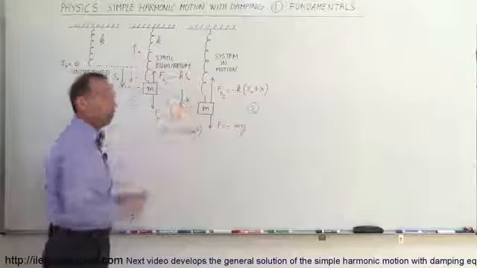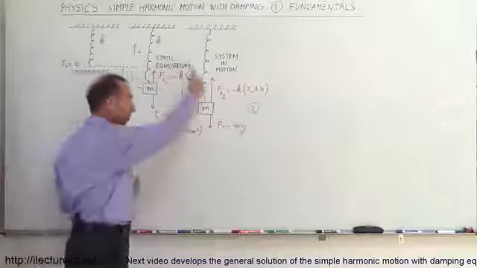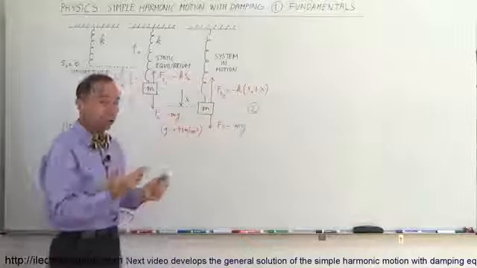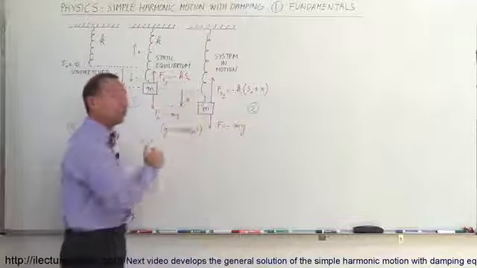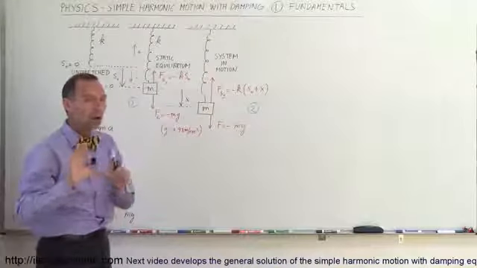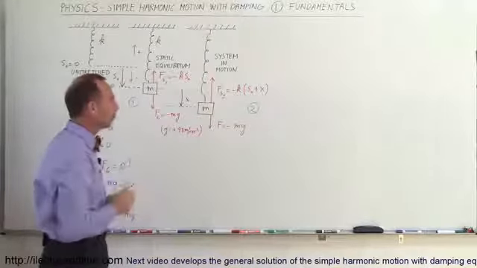And so even though it's below, it could be that the object is in the process of moving downward, it could be that the object is in the process of moving upward, or it could be that it's stationary because it's reached its maximum amplitude. We don't know. We don't really care at this point. We just want to look at the general equation.